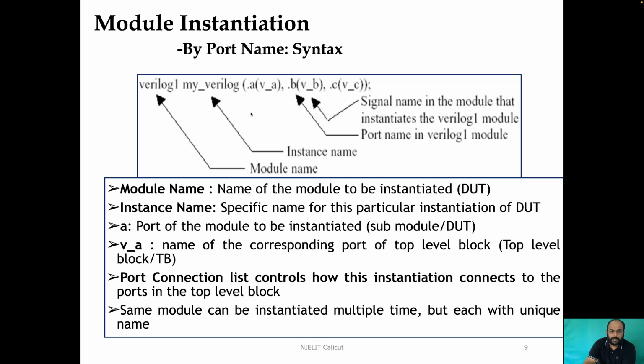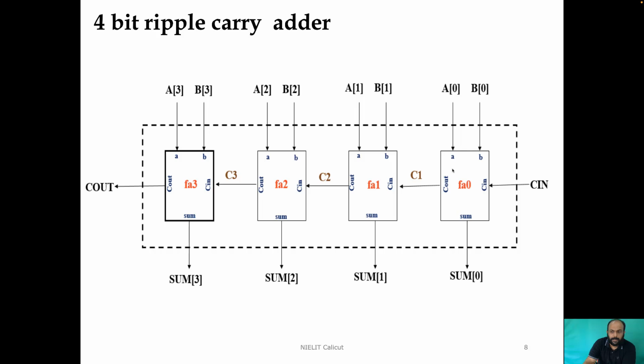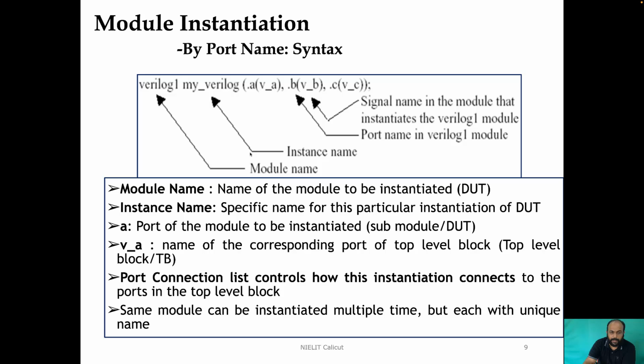In this particular example, if you look at FA0, the port A of my 1-bit full adder FA0 is getting connected to the port A of 0 of my top level block. Similarly, port B should be connected to B of 0 of my top level block. This is what we are going to write here. This kind of instantiation is called module instantiation by port name. Let us see how we can accomplish this while we write the 4-bit full adder circuit.